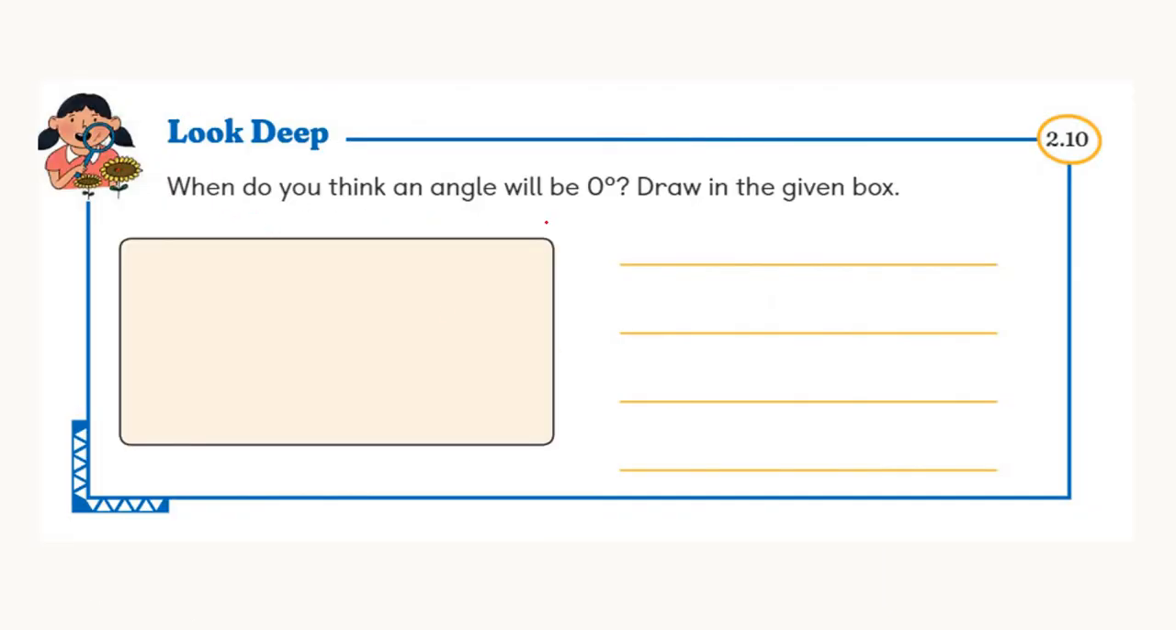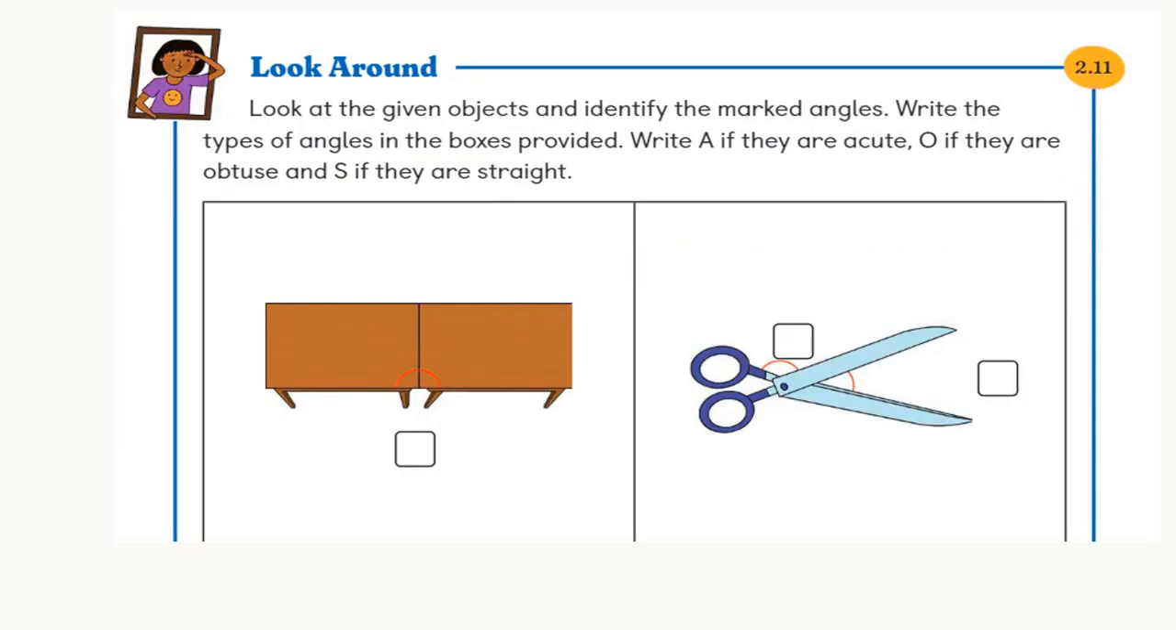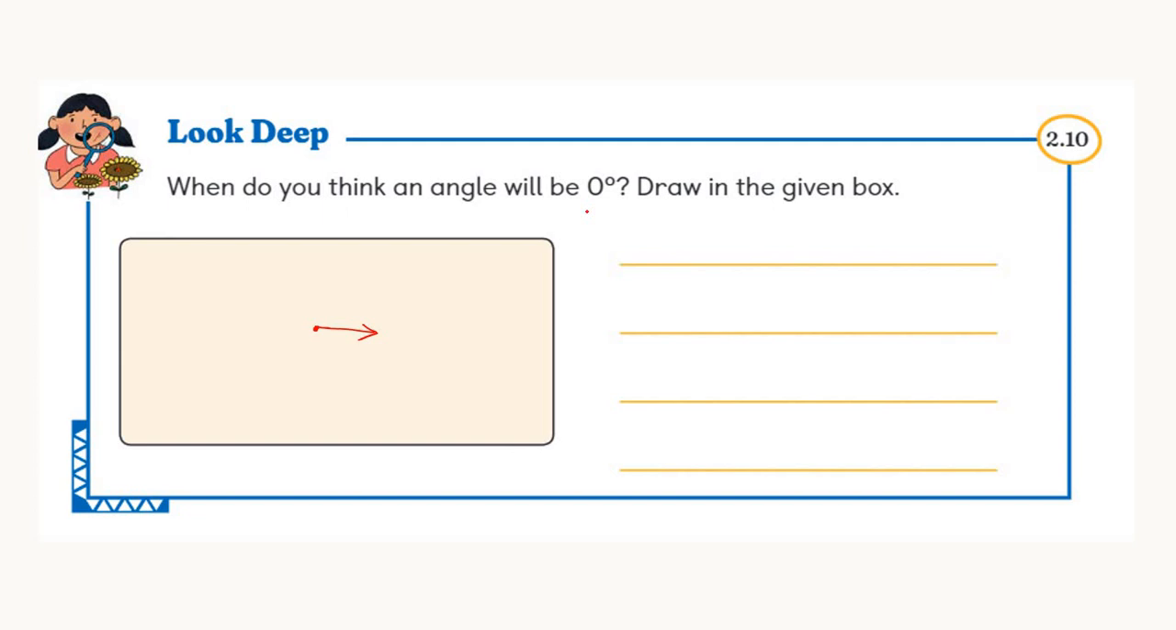When do you think an angle will be zero? Draw in the given box. Yes, when there is no rotation, then the angle is a zero angle. Based on the rotation, we classify the angles. Is it clear, children? How many types of angles are there? And how are they classified based on the rotation? Yes. The remaining topic we will discuss in our next session.